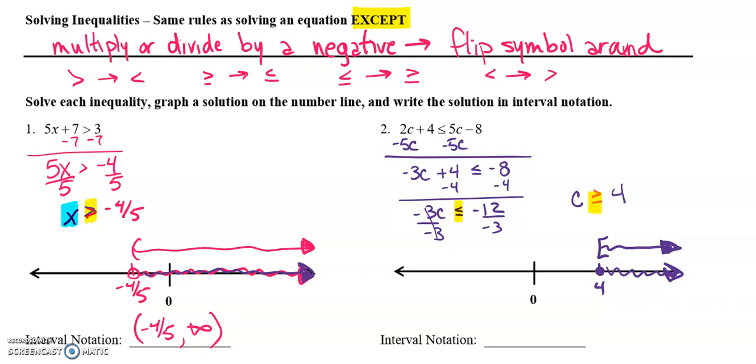Interval notation, how far to the left can we go? We can go to 4. How far to the right? Infinity. Infinity always gets a parenthesis, and in this case, since we were equal to, I need a bracket on the 4.